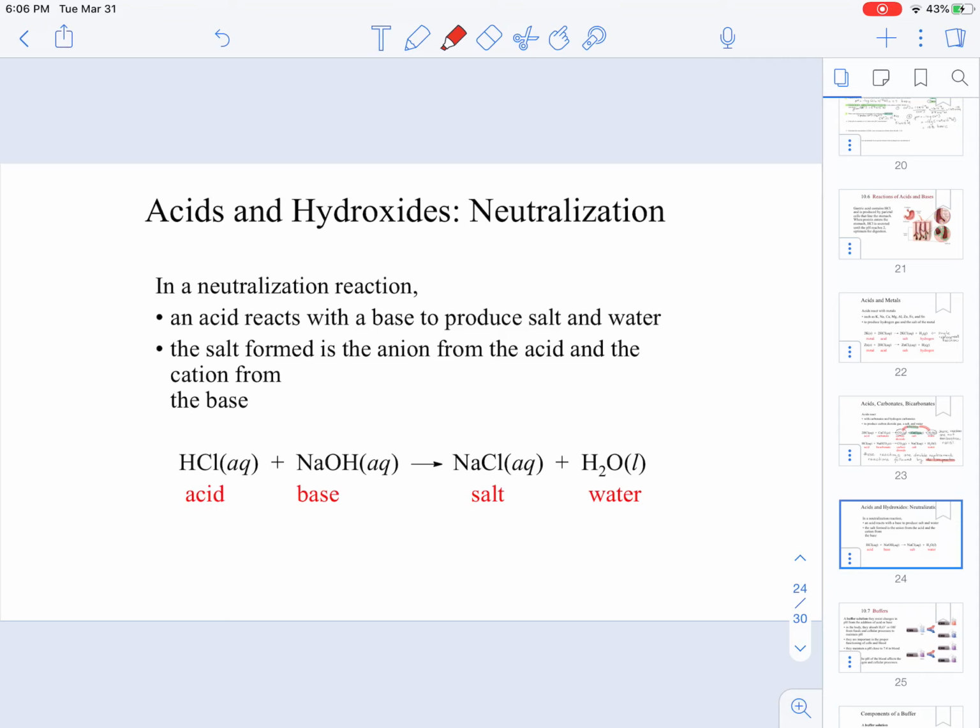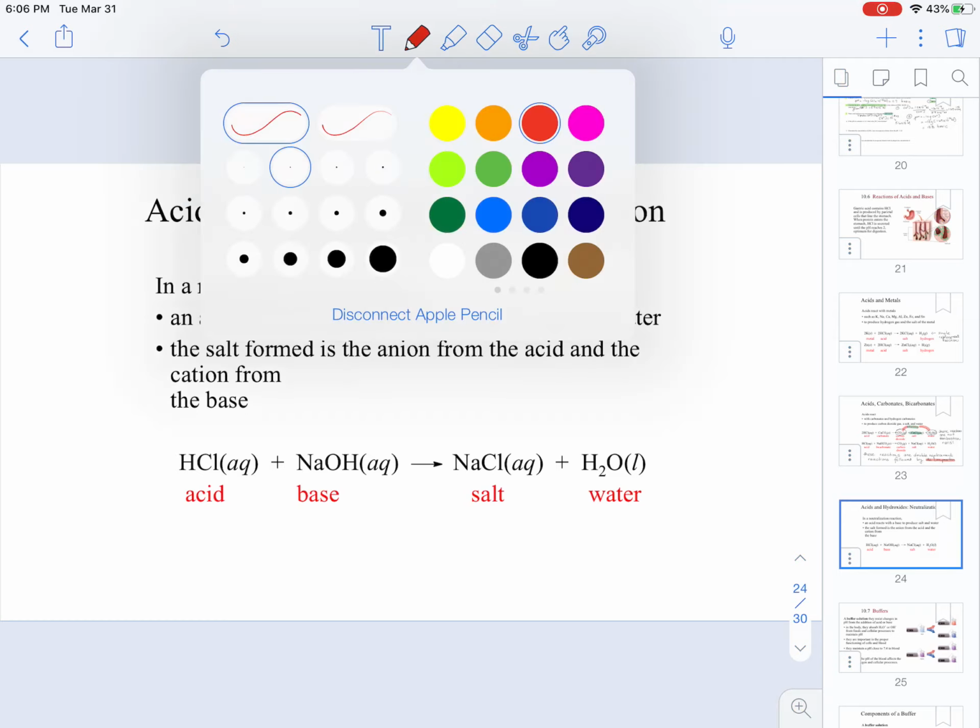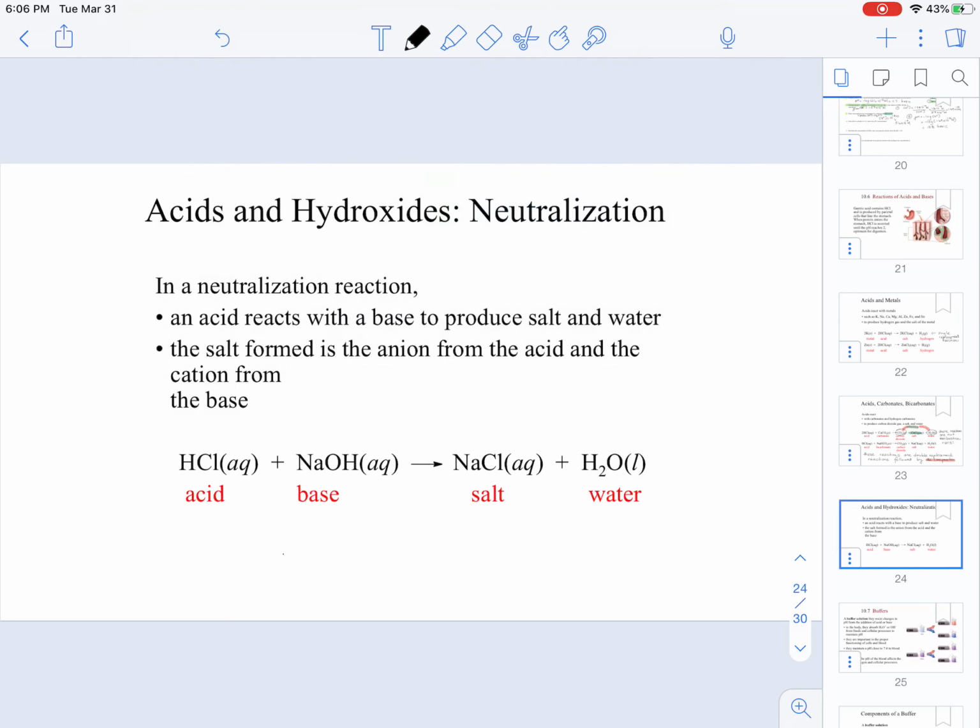Acids and hydroxides also react with one another, and when this happens, this is called a neutralization reaction. Every time we have a neutralization reaction, the products will always be a salt and water. In these reactions, this is also an example of double replacement reactions.